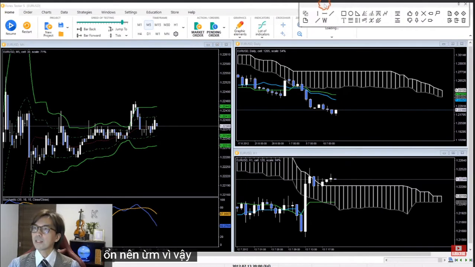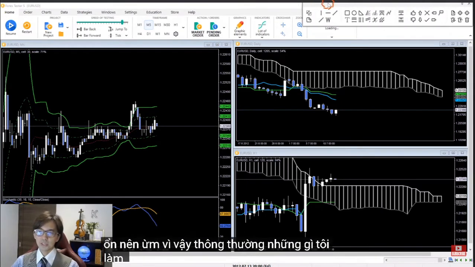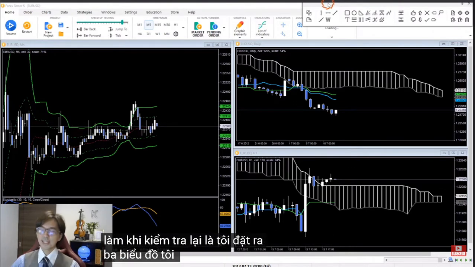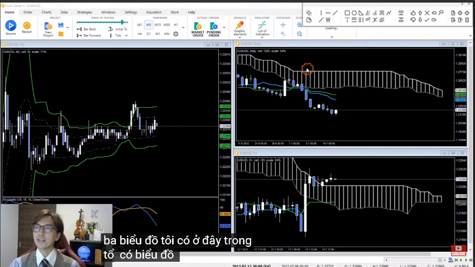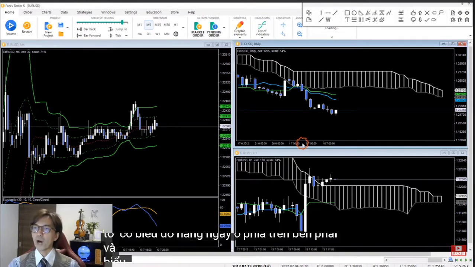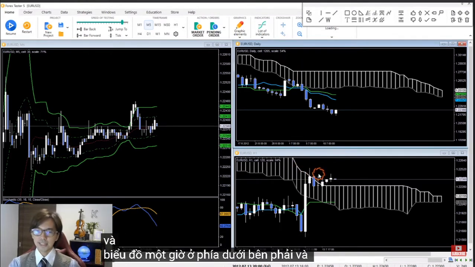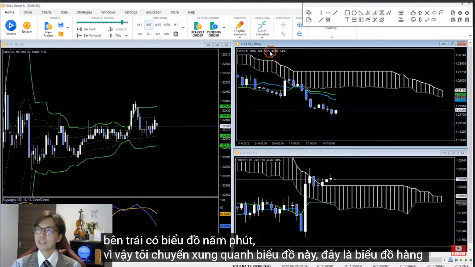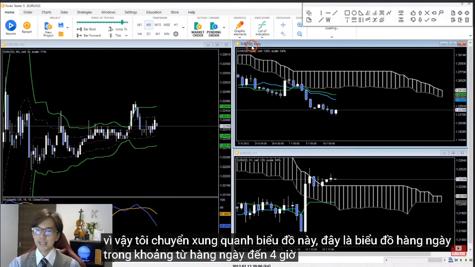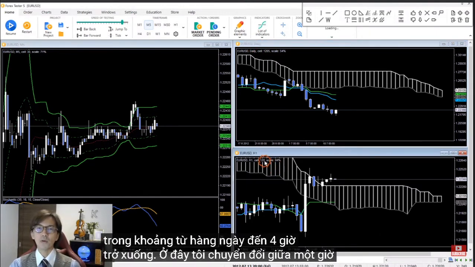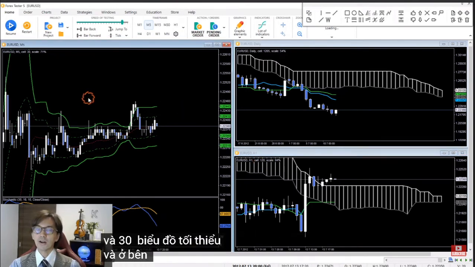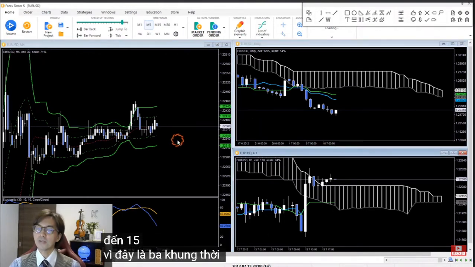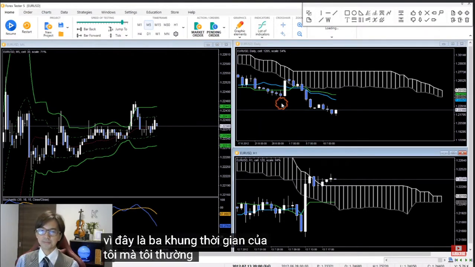Okay, so usually what I do when I backtest is that I lay out 3 charts. So here in the Hive I have a daily chart on the upper right and a 1-hour chart on the lower right, and on the left there is a 5-minute chart. I switch this daily chart between daily and 4-hour, below I switch between 1-hour and 30-minute, and on the left I switch between 5 and 15, because these are the 3 time frames that I usually use.